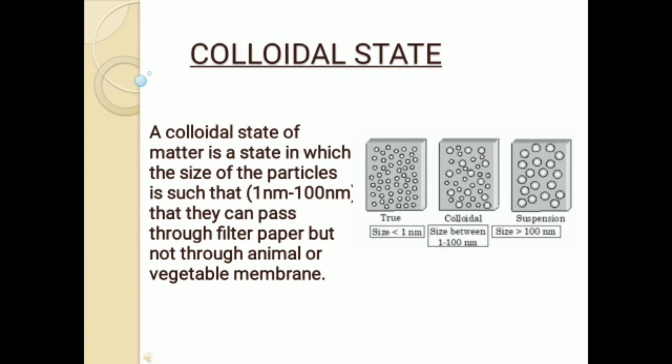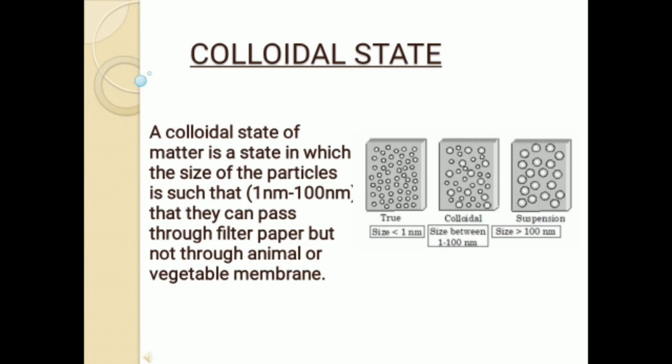Before discussing the colloidal state, we know that there are three types of solution: true solution, colloidal solution, and suspension solution. In a true solution, the size of the particle is less than 1 nanometer, in a colloidal solution the size is between 1 to 100 nanometers, and in a suspension solution the size of particles is greater than 100 nanometers.